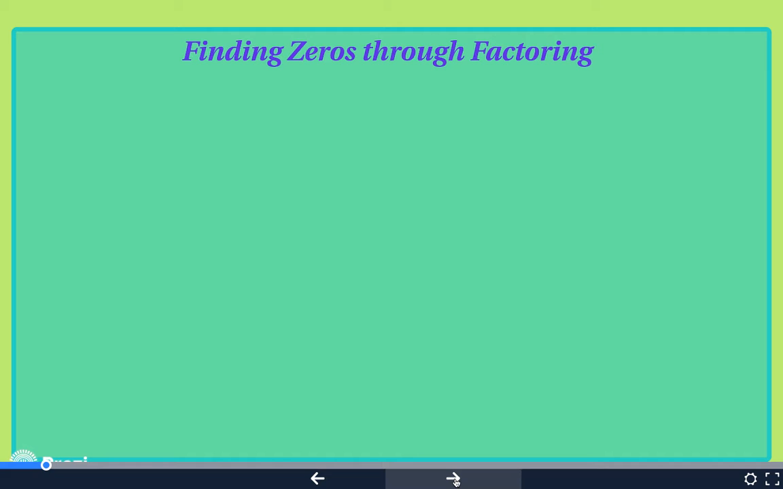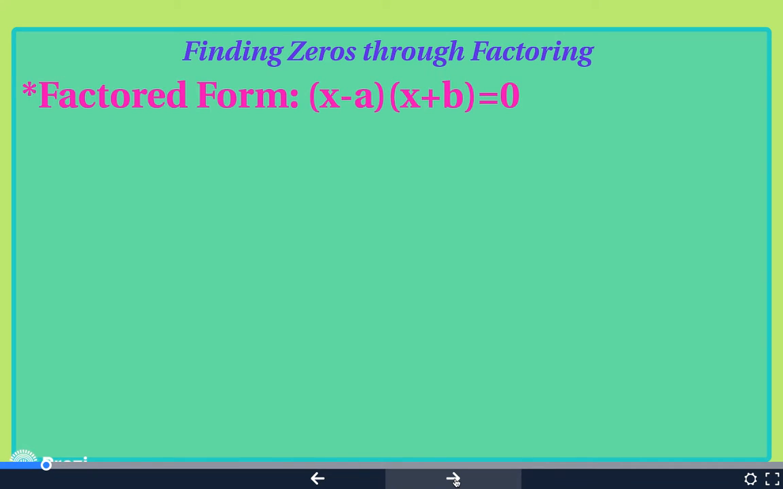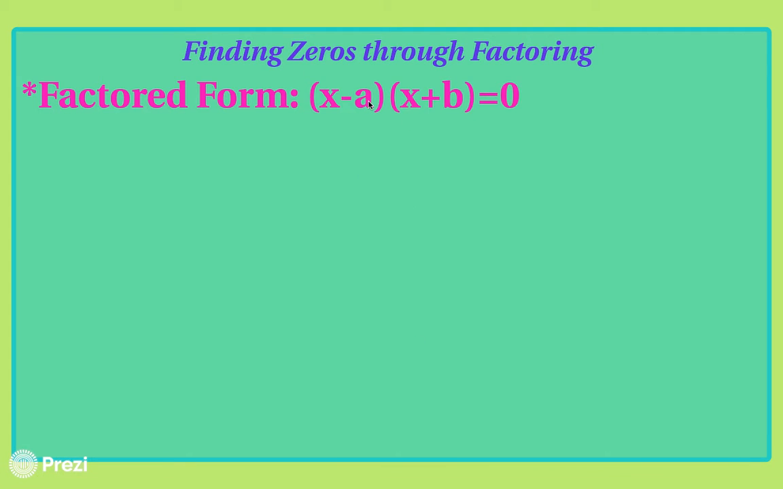So we talked about factoring. You guys are factoring pros. But once we are in factored form, we need to be able to find zeros. Zeros are the same thing as x-intercepts, roots, or solutions. They all mean the same thing. So if you ever get asked to find any of those, you're finding the same thing.